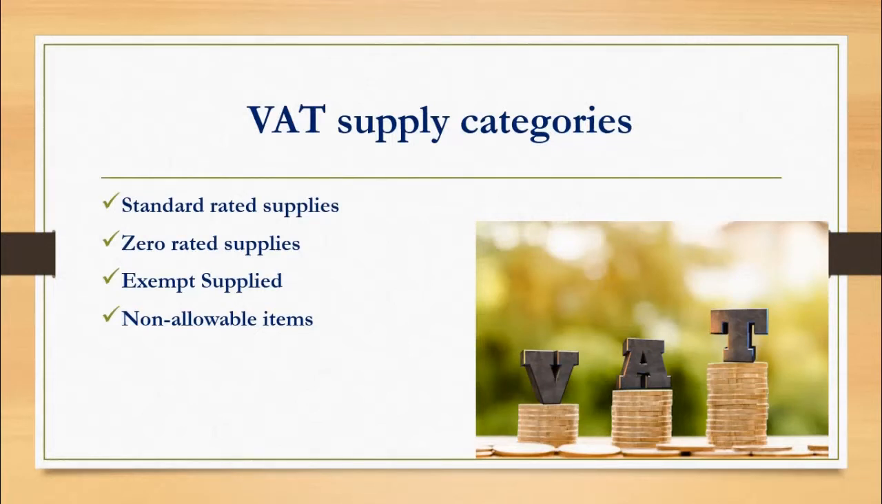And I did promise you that we are going to look in greater detail at what each VAT supply category means. We're going to look at what standard rated supplies mean and what goods fall within this category. We're going to look at zero rated supplies, exempt supplies and non-allowable items. I hope that at the end of this session today, you have understood and are able to answer the questions that are provided in your textbook.